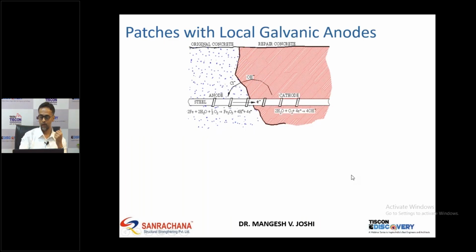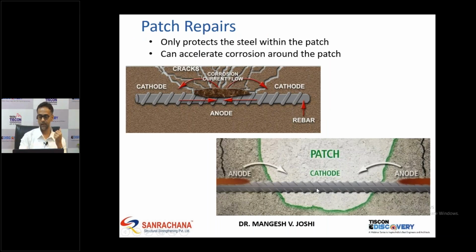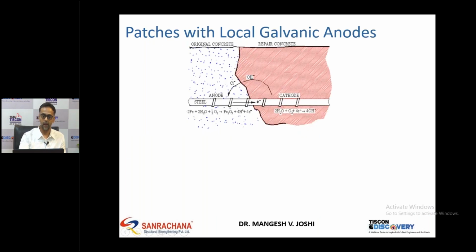Once we treat this steel, the previous anode becomes cathode, but subsequently the two nearby areas become anode and corrosion starts there. So this is typically called the ring effect. So when we are doing patch repair, we need to be careful. This is the cathode after repair and this is the anode.